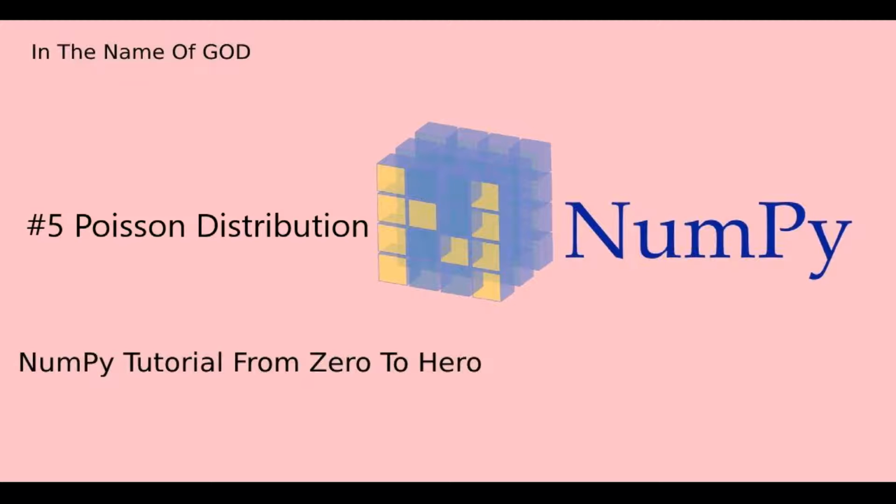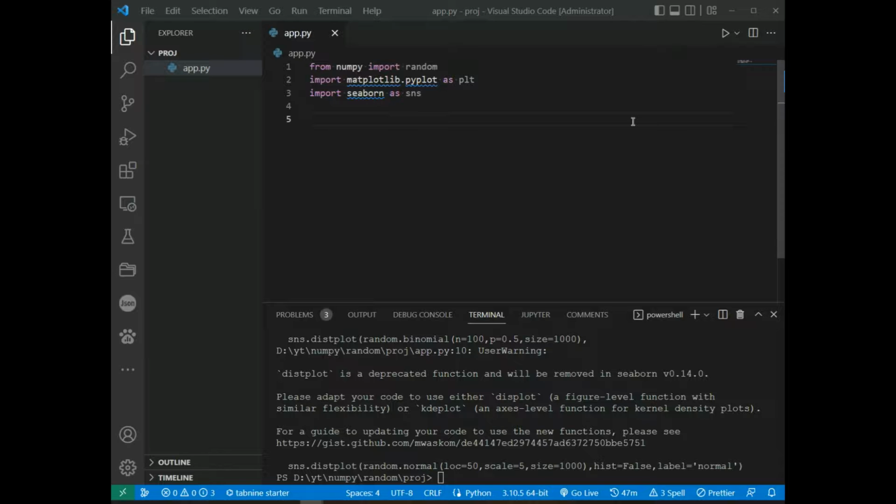Hey guys, in this part we talk about Poisson distribution. Poisson distribution is a discrete distribution. It estimates how many times an event can happen in a specified time. For example, if someone eats twice a day, what's the probability he will eat thrice? So it has two parameters: lam as rate or number of occurrences, for example 2 for the above problem; size, the shape of the returned array.